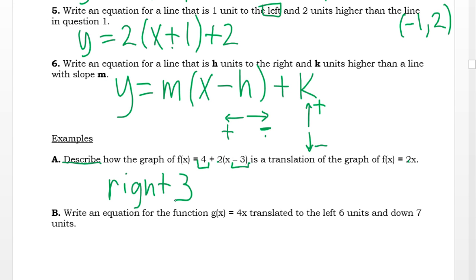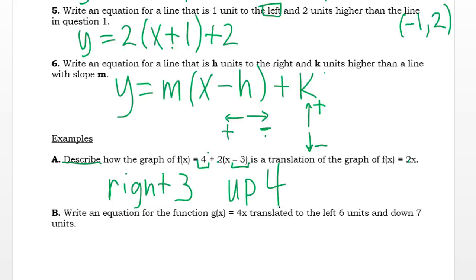The 4 is my vertical component. In my format up here, I put it at the back, but just because it's at the front doesn't mean anything. It's still outside of the parentheses, so that's still my vertical component. And because it's a positive 4, I'm going up 4. So there's my description. My graph translated right 3, up 4.